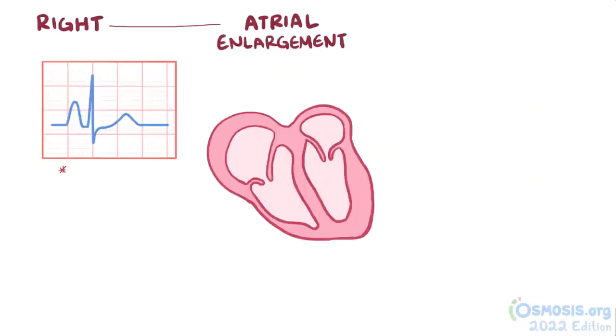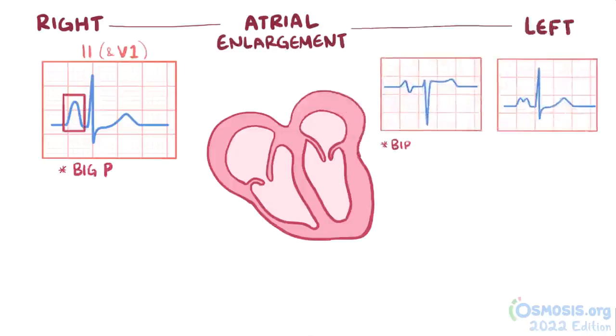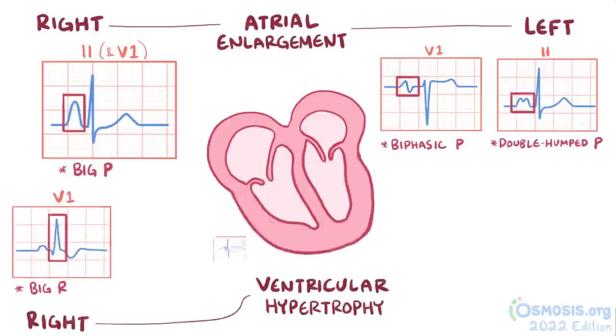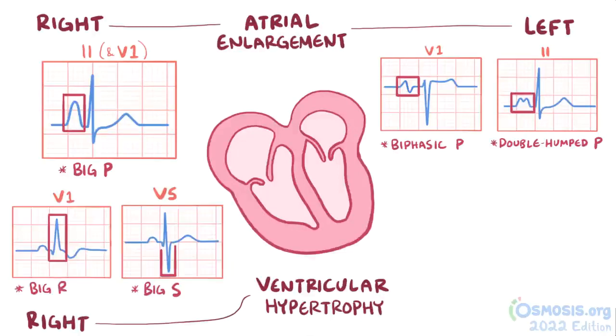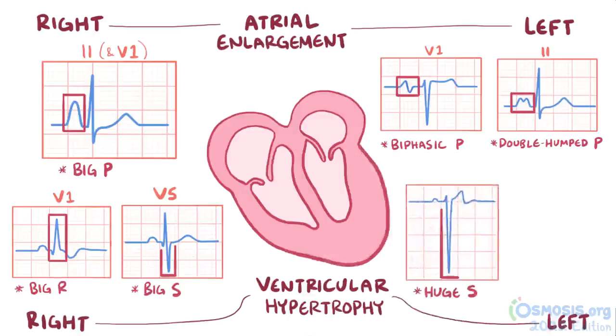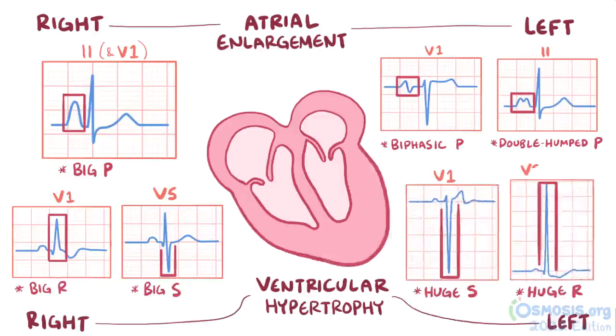Alright, as a quick recap. Right atrial enlargement shows a big P wave in lead 2 and V1, whereas left atrial enlargement has a biphasic P wave in lead V1 with a negative component greater than 1 millimeter deep and lasting more than 40 milliseconds, as well as a double humped P wave in lead 2. Right ventricular hypertrophy shows a big R wave in V1 and a big S wave in V5 and V6, whereas left ventricular hypertrophy shows the opposite, a huge S wave in V1 and a huge R wave in V5 and V6, adding up to over 35 millimeters.